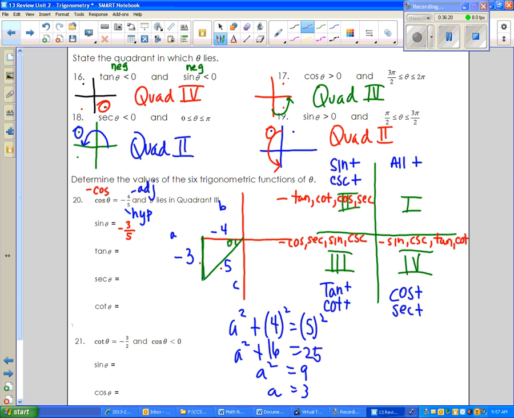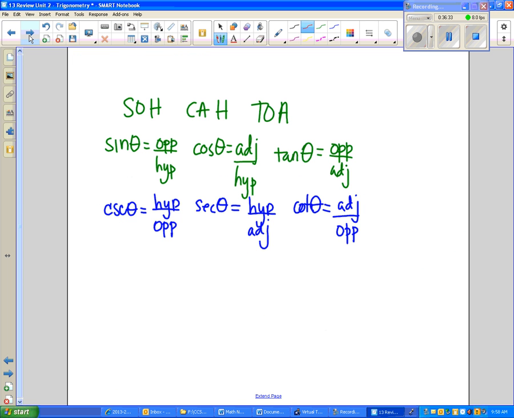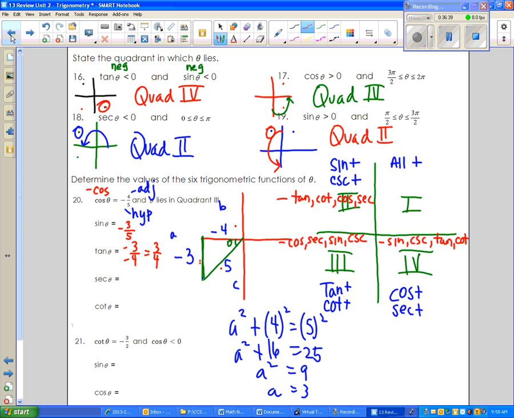The tangent, that's TOA, that's going to be opposite over adjacent. So -3 over -4, those negatives cancel and we'll be left with a +3/4. The secant, let's just look real fast. The secant we said is going to be the hypotenuse over the adjacent. So my hypotenuse is 5, the adjacent side is -4. And so that's the same thing as -5/4. You can pull the negative out in front.